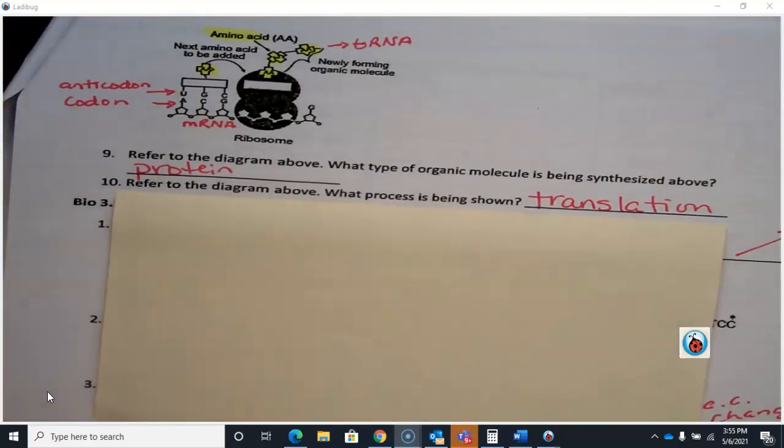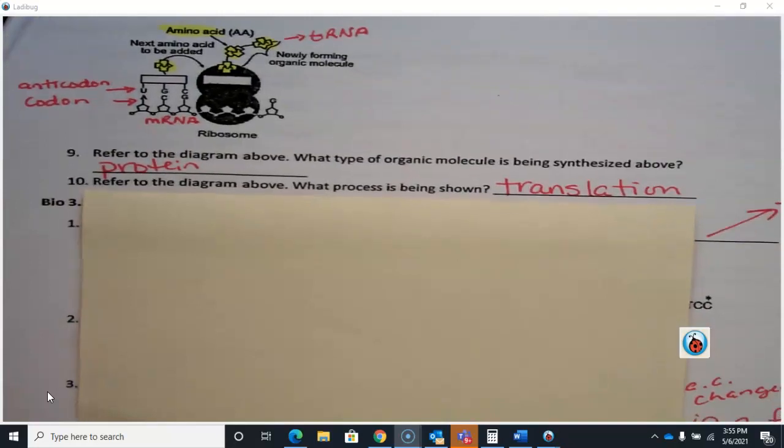Okay, so again, now if you will take pictures of page 10 and page 11 and submit those pictures, and then take the quiz number 5.